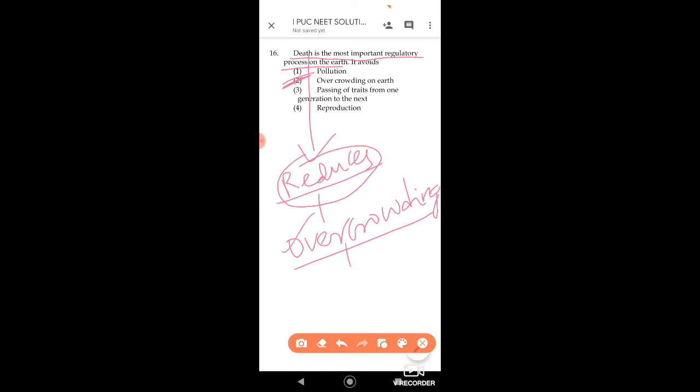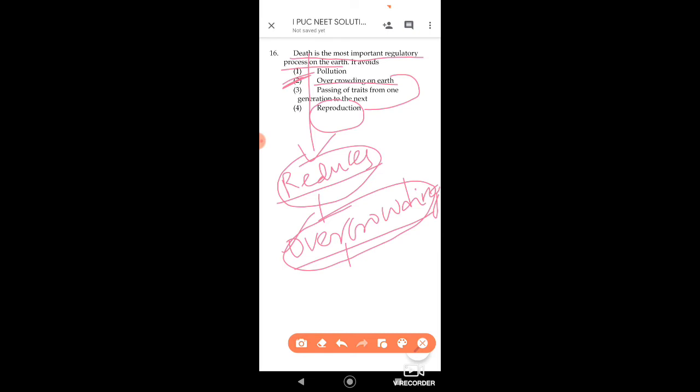So when overcrowding is avoided, there will be very healthy interactions between the living organisms on the earth. So death is a very necessary factor, the regulatory process which is responsible for maintaining balance. Overcrowding and reproduction are interrelated here. When there is more reproduction, overcrowding will occur. So out of these, the more appropriate answer is overcrowding on earth, because due to continuous reproduction we have overcrowding.